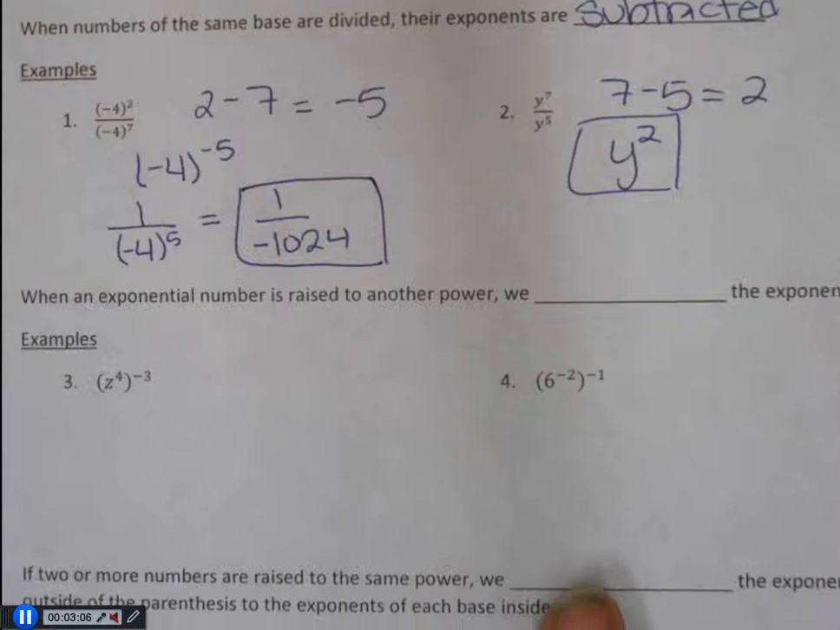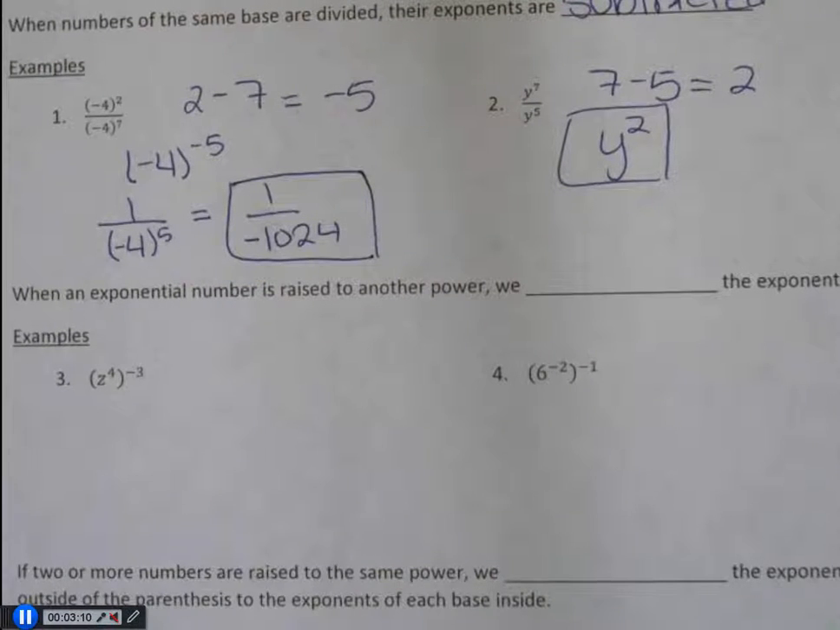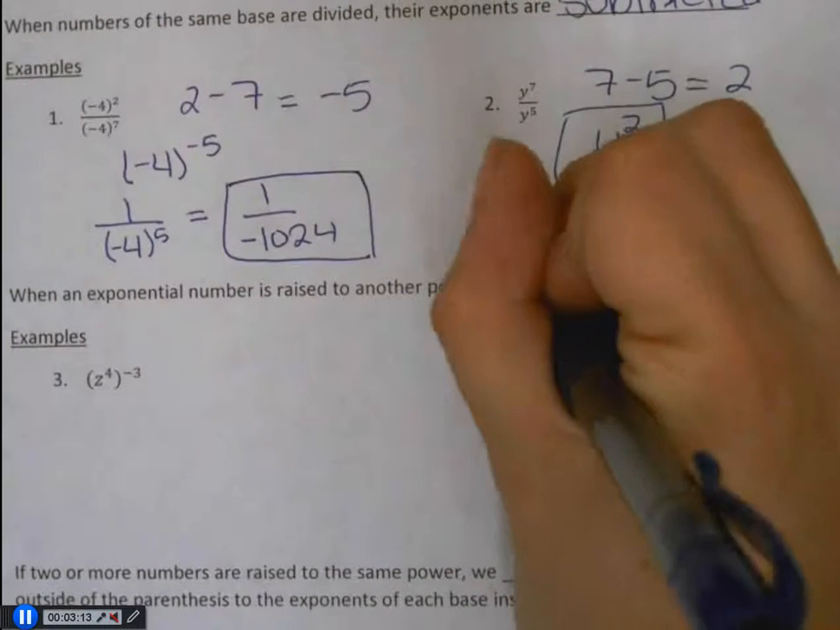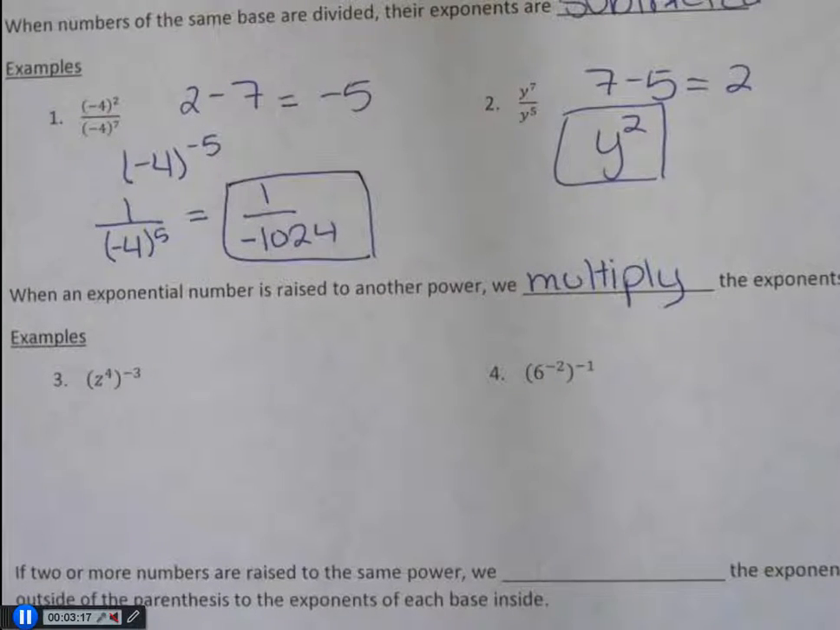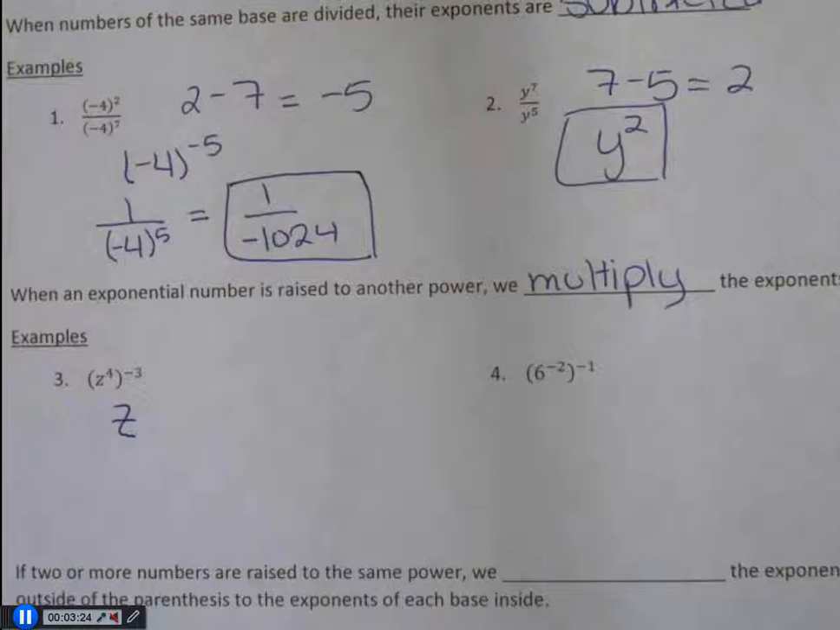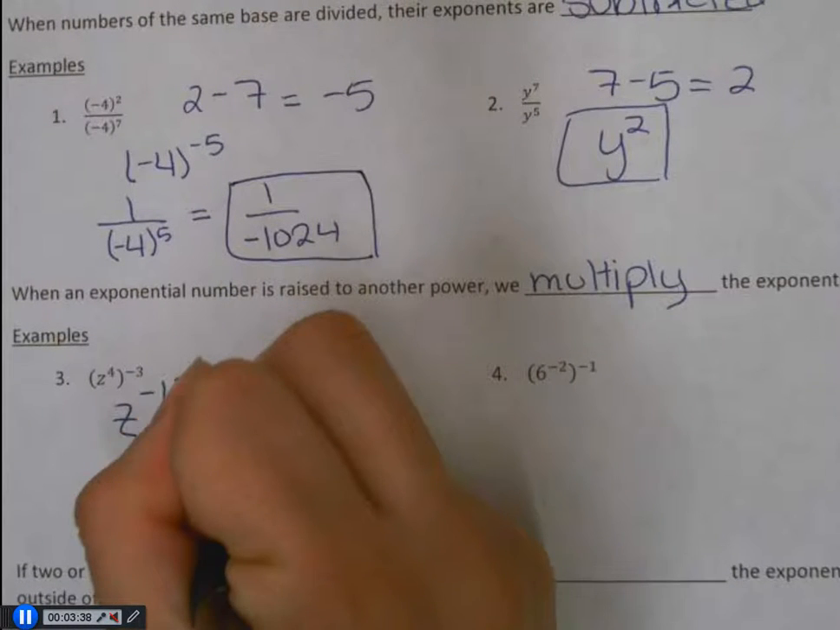So then if I look ahead, these ones have exponents that have exponents. Like, see, they're like kind of next to each other. On these ones, we want to multiply our exponents. So what's 4 times negative 3? Negative 12. Should I leave my answer like this? No, what do I gotta do? I gotta make it a fraction because of the negative exponent.